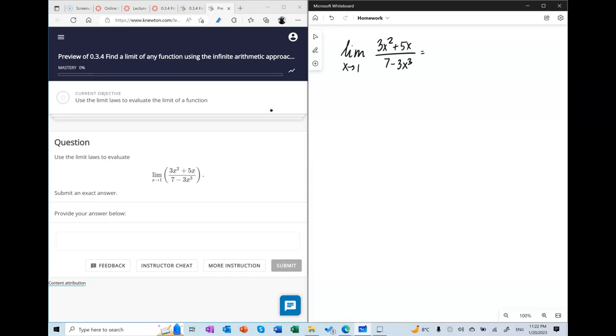So rational functions are continuous in this case because the only place a rational function is discontinuous is when the denominator is equal to 0, which is not the case. So again, we can learn that by simply throwing 1 inside of the function. And as you can tell, we're not having any issues here. We have 3 plus 5 in the numerator, and we have 7 minus 3 in the denominator. So the final answer is 2.